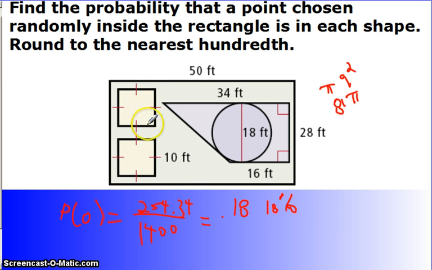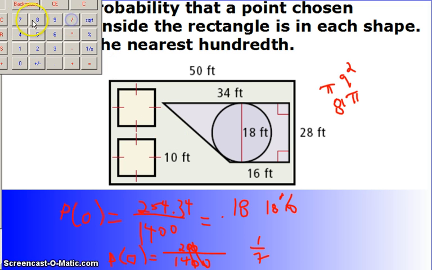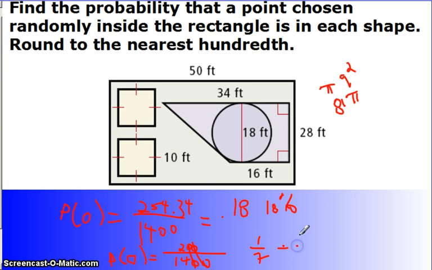Alright, let's figure out one more, maybe that it would land on the squares. So probability that it would land on the squares. Well, our denominator is still going to be that 1400. But now each one of the squares would be what? 10 times 10, which would be 100. So this is 100, that's 100, so that would be 200. So let's cancel those zeros, so about 1/7 of the time. Or if you wanted to go decimal form, 1 divided by 7 would be about, what, 0.14, or about 14% of the time.